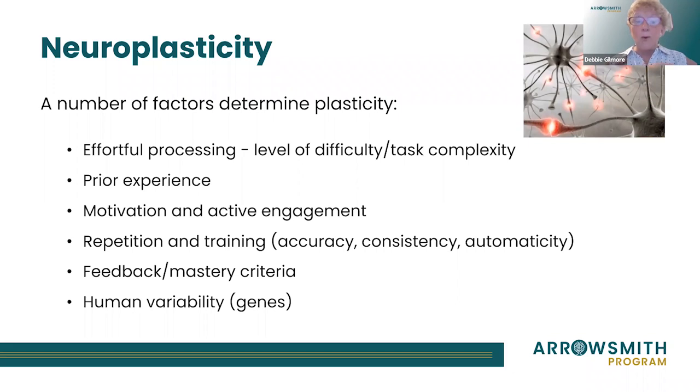We also know that neuroplasticity requires repetition and training. We talk about the words accuracy, consistency, and automaticity. So when we're doing a task that has a level of difficulty just above where we are currently operating, we want that task or the result to be accurate. Then we want it to be consistently accurate. And then not only do we want it to be consistently accurate, we want it to be automatic.